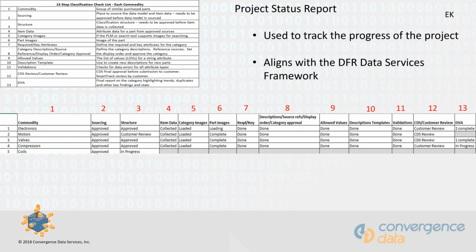This is another snapshot of the checklist up in the top left, and below it, following that same process, is our status report. As a project manager, I really like to use this in our status meetings with the clients. We use this to follow that life cycle and go through each step until we reach the end. You can see in this view there are some commodity groups tied to this status report to give you an illustrative view of what that looks like. And this aligns with our data services framework.